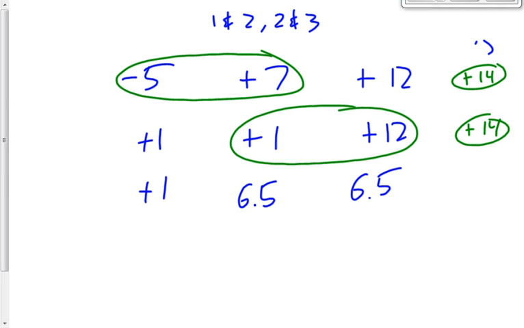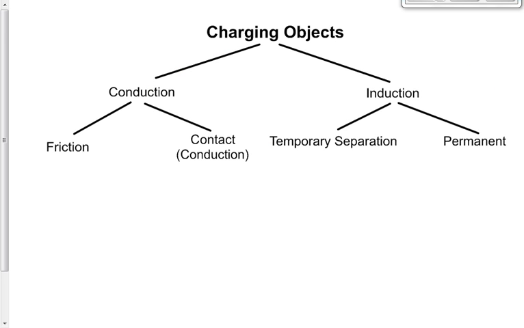Let's add these up just to make sure we're still on the right track here. 1, 6.5, 6.5 gives me 14. So minus 5 and plus 7 and plus 12 become 1 and 6.5 and 6.5. Is that clear? Make sense? All right. That's about where we left off yesterday.